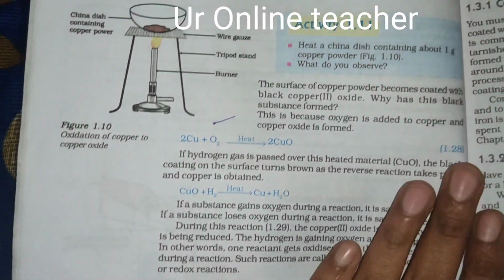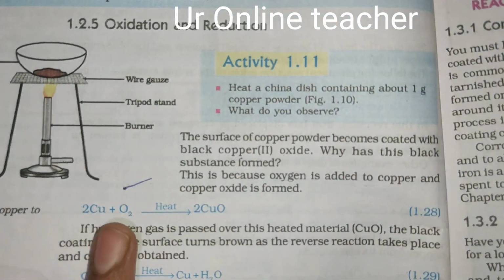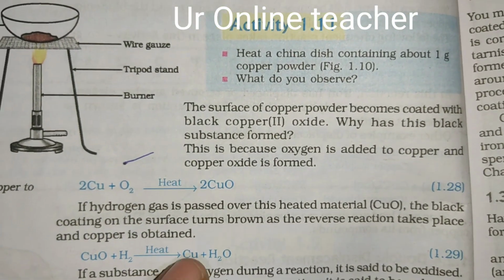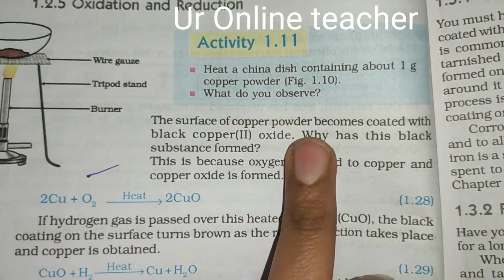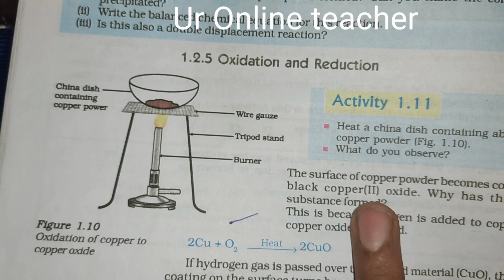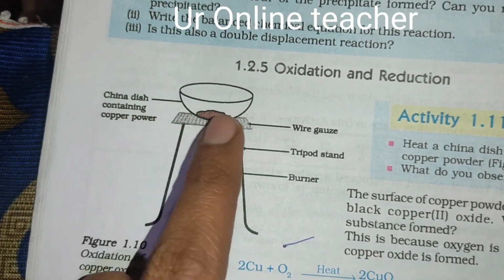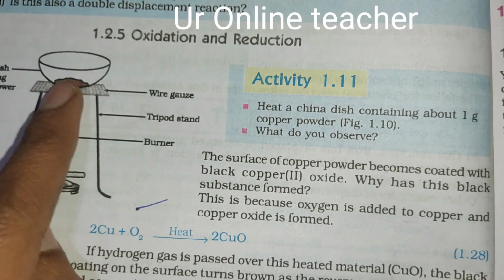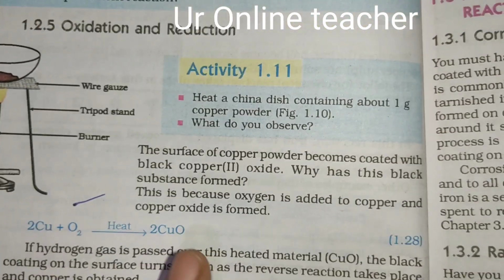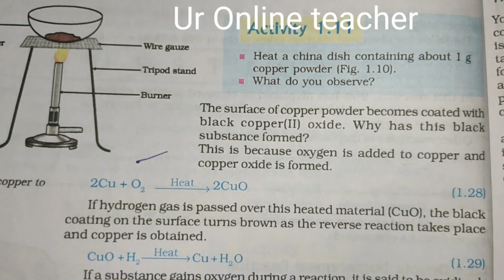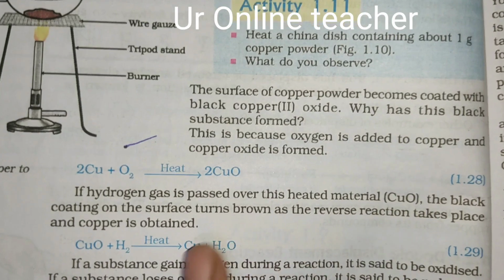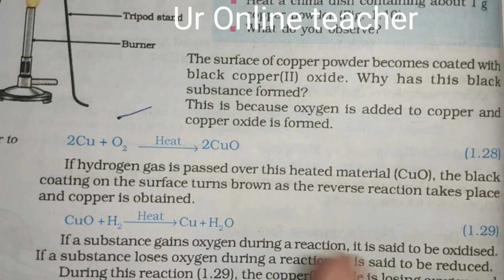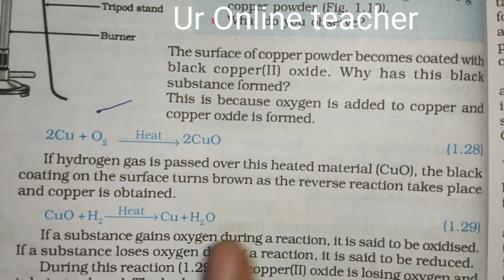Then oxidation reaction. See, oxidation means reaction with oxygen. Adding of oxygen is an oxidation reaction, or removal of hydrogen is also called an oxidation reaction. Let's see. The surface of copper powder becomes coated with black copper oxide. See here in this china dish containing copper powder, it is heated. Heated means giving oxygen to it. This is because oxygen is added to copper and copper oxide is formed. That's why it will become black copper oxide. If hydrogen gas is passed over this heated material, when hydrogen gas is added to the copper oxide, the black coating on the surface again converts into brown color. So again we will get copper.